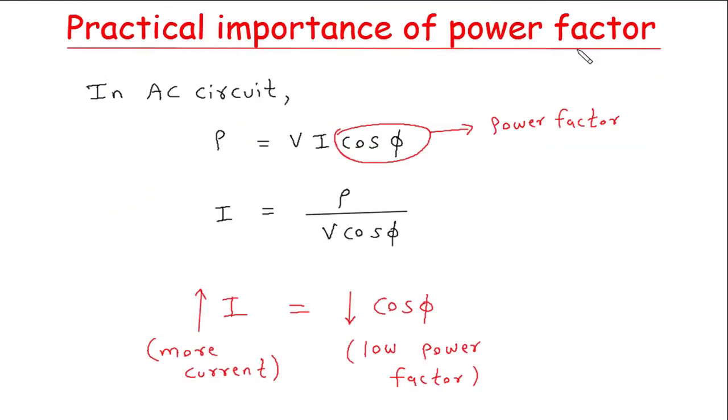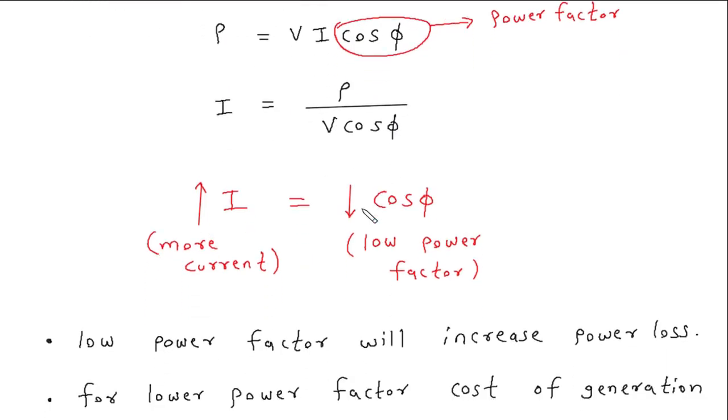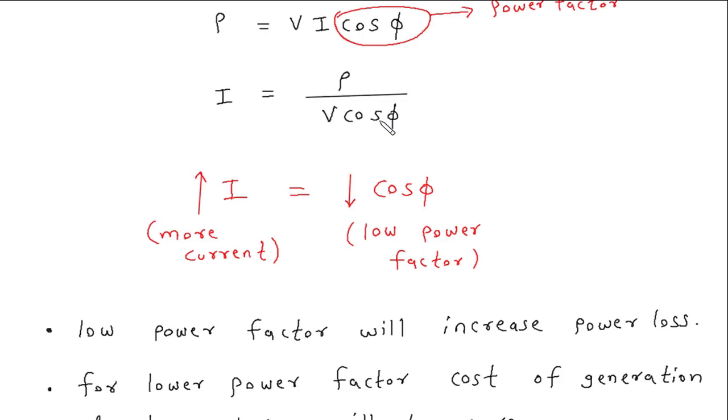Practical importance of power factor. We know that in an AC circuit, P is equal to VI cos phi, where P is the power, V is the voltage, I is the current, and cos phi is the power factor. Now from this, I is equal to P by V cos phi. Here we can see that cos phi is the power factor.